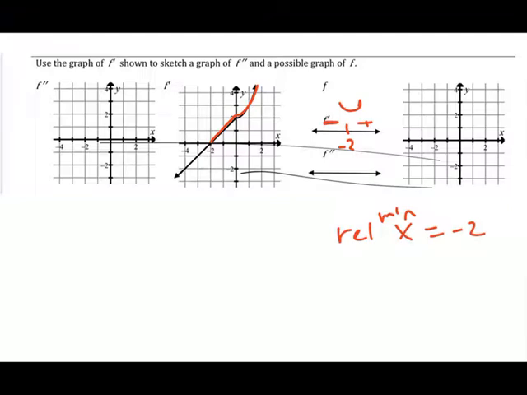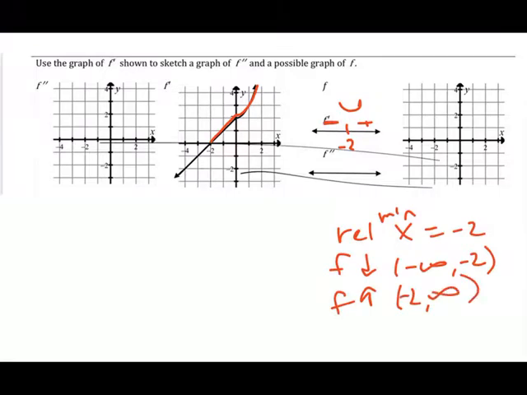We also identified that f is decreasing from -infinity to -2, and f is increasing from -2 up to infinity. So those are also important values to know. -2 is a key turning point where the graph goes from a negative slope into a positive slope. Now, let's make our second derivative number line. So I'm going to erase this red here.